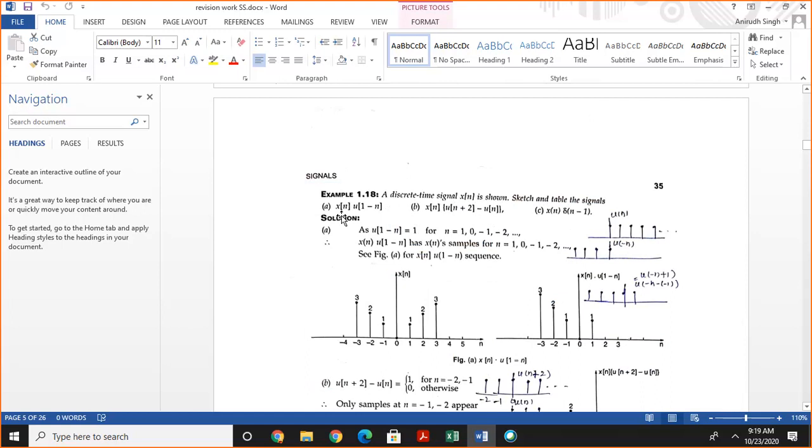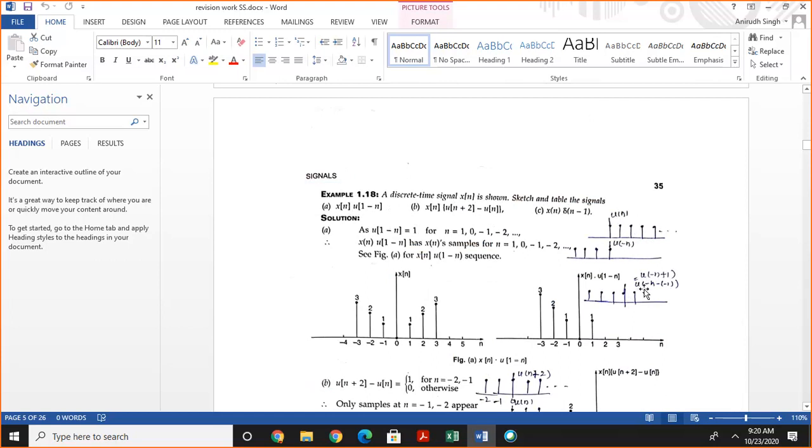A discrete time signal x of n is shown in this figure. Show the sketch and tabulate the signal. x of n is given by this, and you have to multiply it by u of 1 minus n. u of n means the unit step function is given by this, and if you take the mirror image, you get u of minus n.